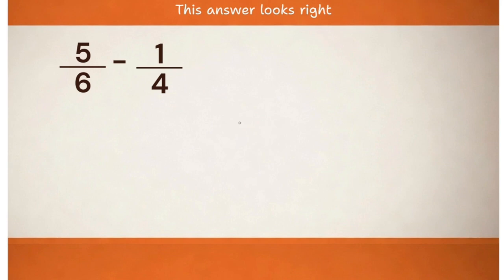Let's look at the denominators. We have 6 and 4 as the denominators. Then we find the LCM of 6 and 4. So what is the LCM of 6 and 4? That is the lowest common multiple, the smallest number that 6 will divide without remainder, and 4 will also divide without remainder. If we multiply 6 by 4, we will get 24. 24 is a multiple of 6 and 4, but it is not the lowest multiple.